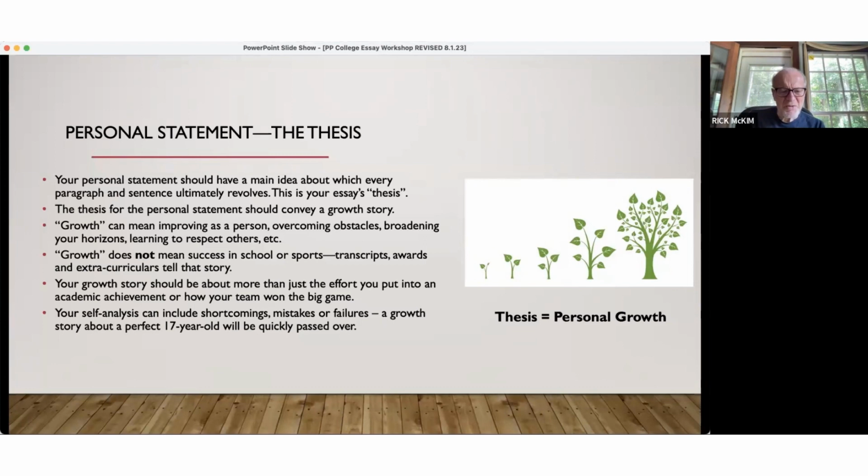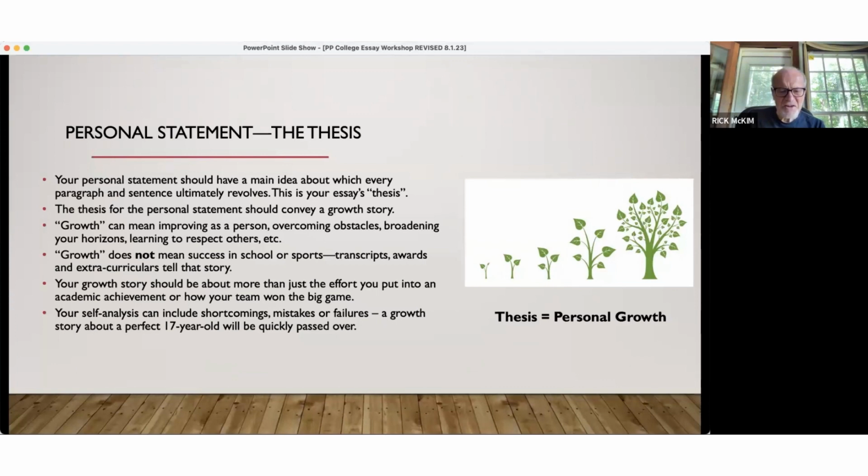Growth here also we're using in a kind of restricted sense. It can mean improving as a person, overcoming obstacles, broadening your horizons, learning to respect others, and so on. All these can be answers to that how question. It's your thesis. How I overcame obstacles, how I broadened my horizons, how I learned to respect others, and so on. Growth does not mean success in school or sports.